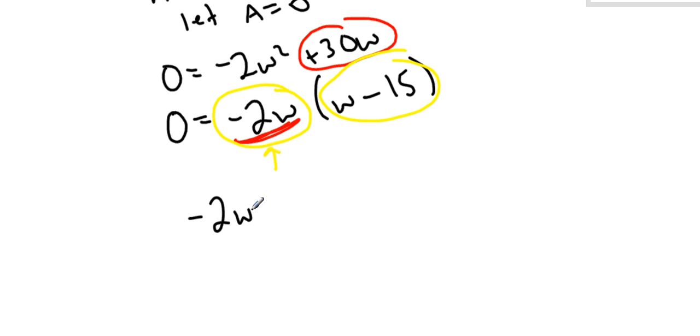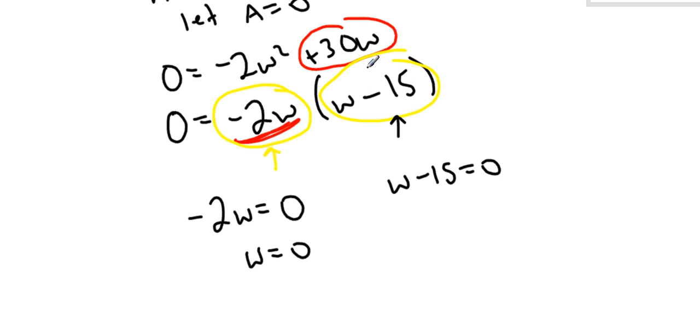So what value of w makes that first factor 0? Well, if w is 0, this whole thing is 0. 0 times something is always 0. Or if this second factor was 0, so if w minus 15 had a value of 0, it doesn't matter what's over here. 0 times anything is 0. So what value of w makes that second piece into 0? 15. So now we have the roots.